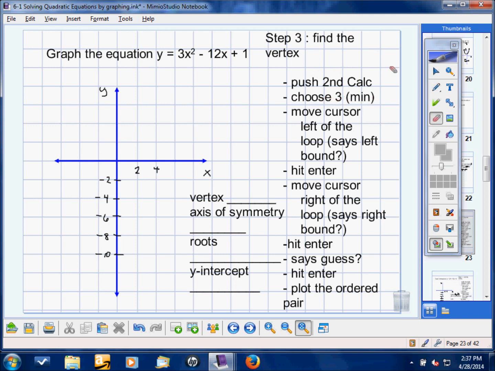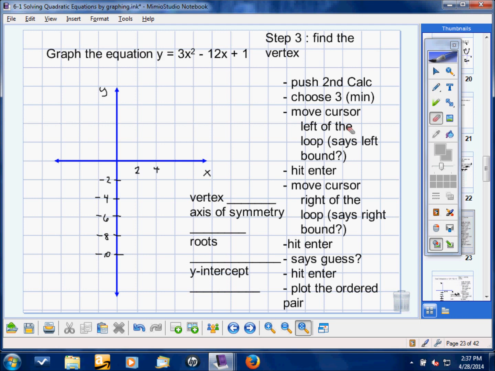Choose 3, minimum. And you should have a blinking cursor show up on your graph. Does everybody have a blinking cursor? It's like a little blinky dot on your parabola. Is there anybody not seeing a blinky dot on your parabola? Okay. Now you're going to move the cursor, that little blinky dot, so that it is down on the left side of your loop, but definitely not on the bottom. It doesn't really matter where, just so that it's on the left side of the loop.